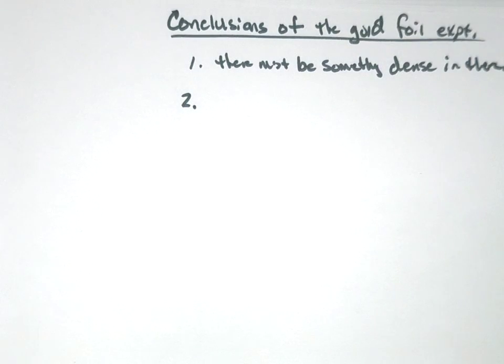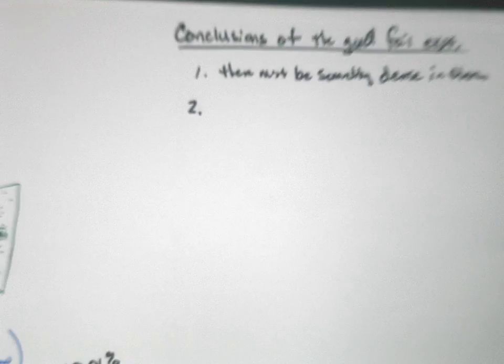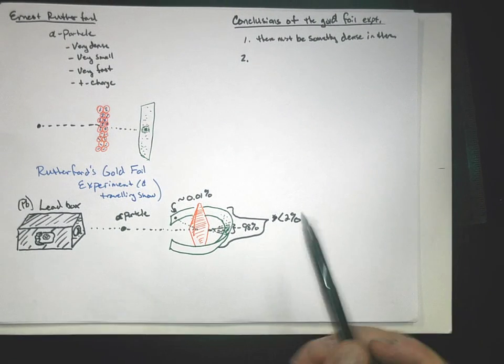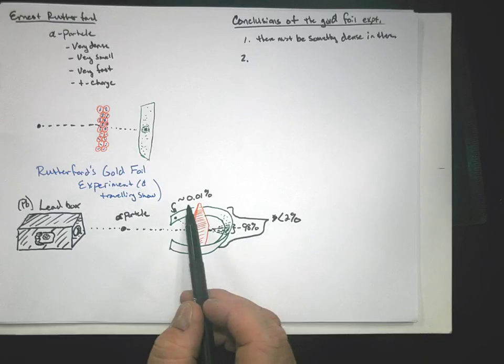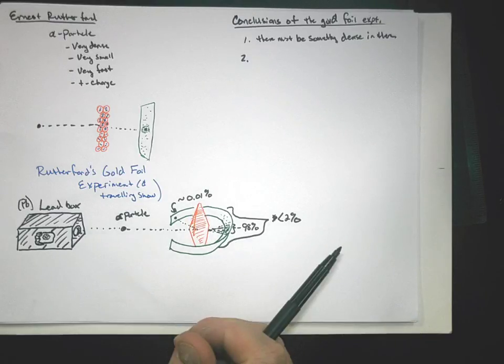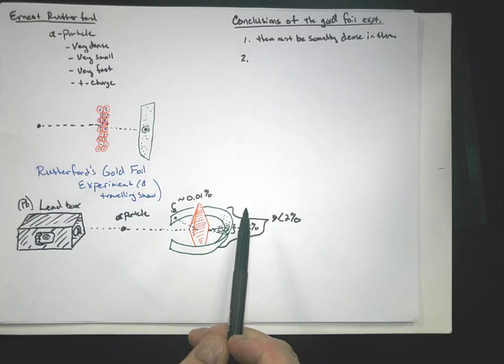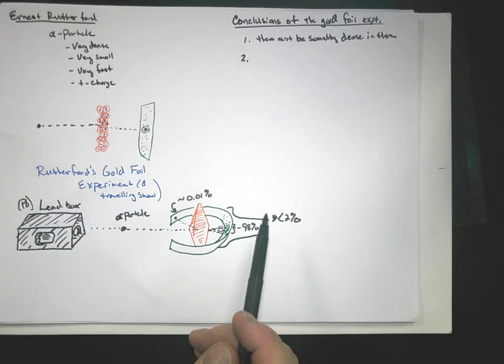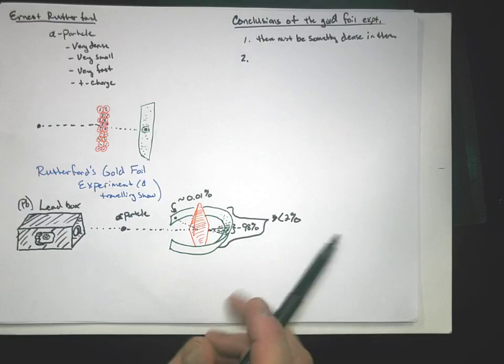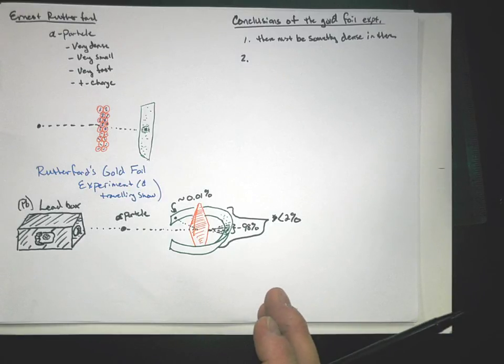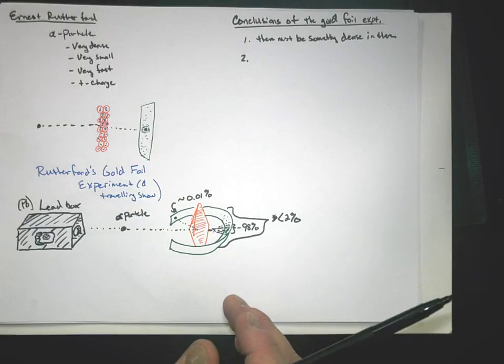Not only must there be something dense in there, in fact, what does this tell you? That if it's 1/100% of all of the alpha particles bouncing back, give me more. I'll tell you that it's about the same density. He was able to determine it was about the same density as the alpha particle itself.